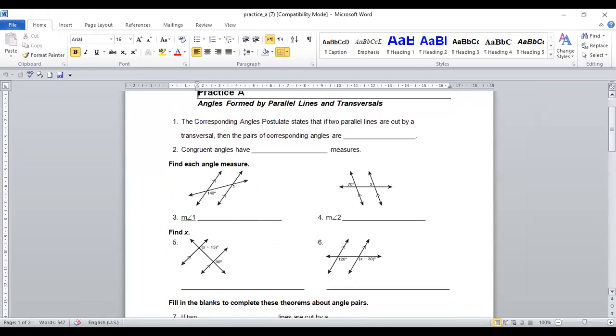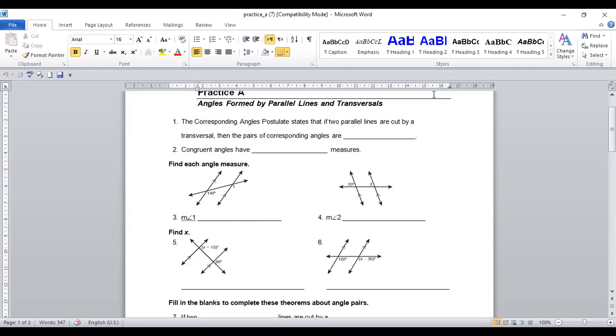So this was your revision sheet, right? The corresponding angles postulate states. Here they're talking about the postulate. If you remember, there is a big difference between a postulate and a theorem. Postulates are facts, you cannot prove them, they are already proven, so we just have to follow them. But theorems, yes, you can prove.